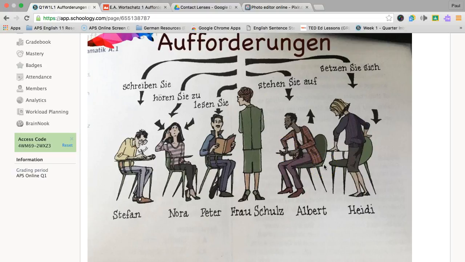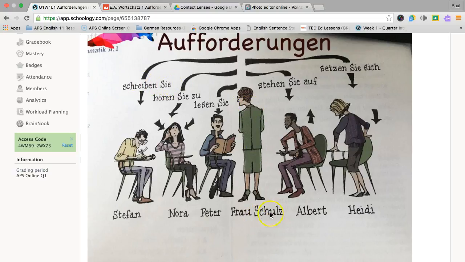So we have our cast of characters here. They're in a classroom, if you can't tell. The students are sitting at the desk, and Frau Schulz is actually telling them to do things. She's using these Aufforderungen. She's using these commands. So now let's consider, what is she telling each person to do? Well, the image tells you.